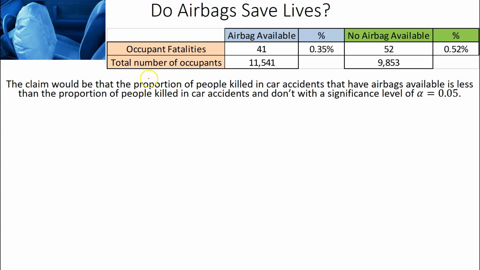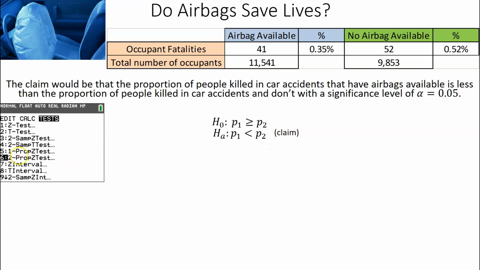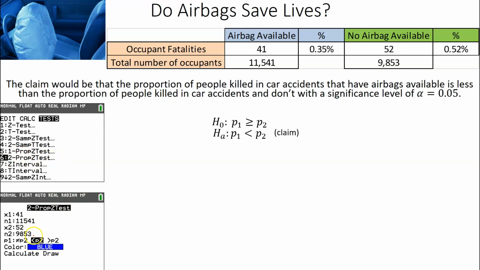So let's go back to this one here. Do they actually save lives? Okay, so again, here's your null. That contains the equality. The alternative is that the population of the first group, which is going to be this one in this case, is less than the second group. Well, as we go through this, you're going to be using on your Texas Instruments a two-proportion z-test. And again, if this was dependent, this would be different. We're doing independent, so it's a two-proportion z-test. And, of course, we want this to be pointing to the left because this is going to go with the alternative.